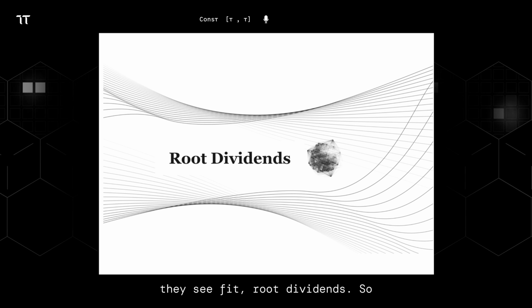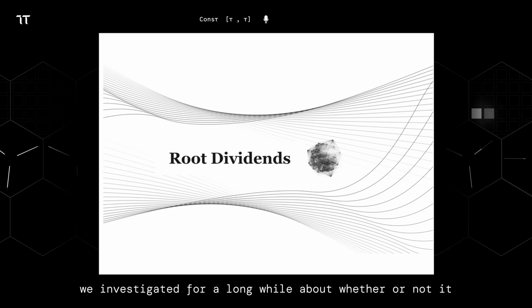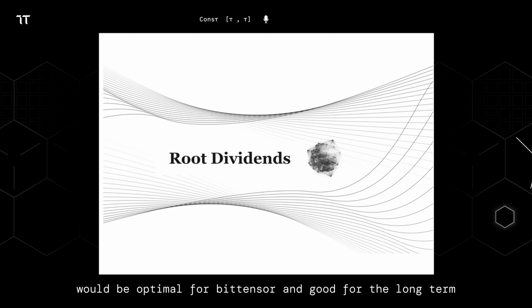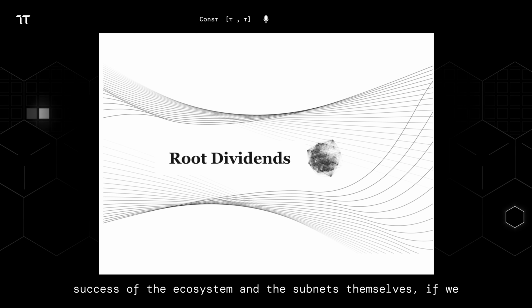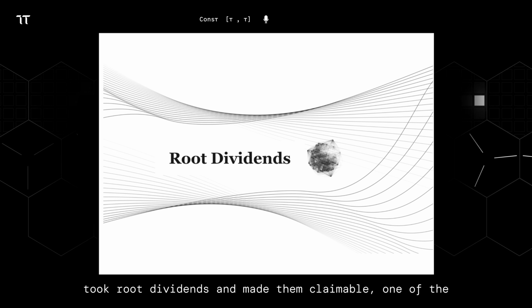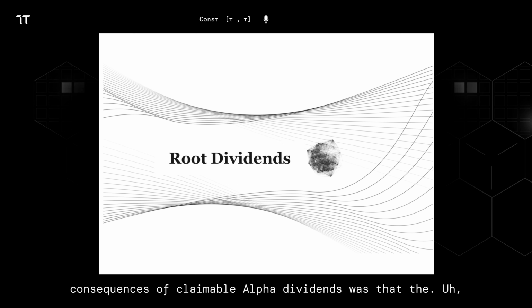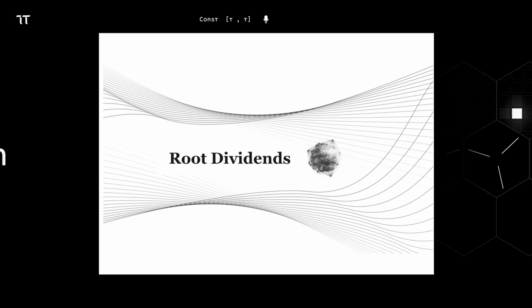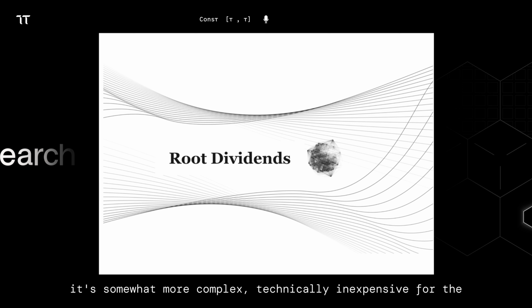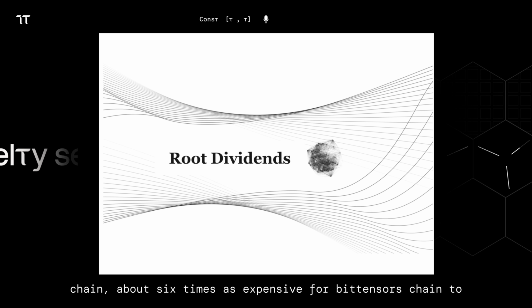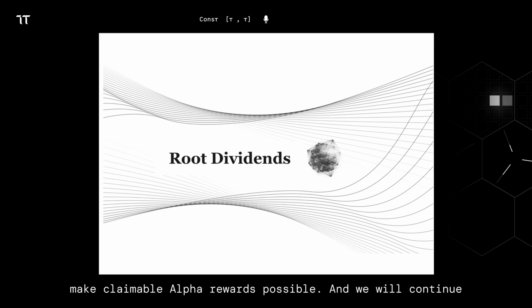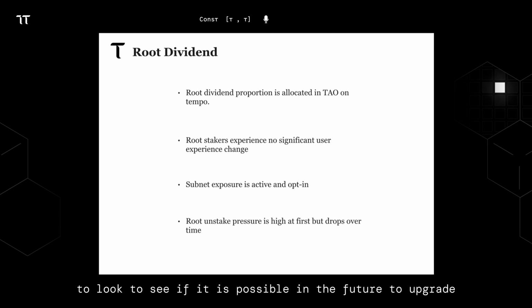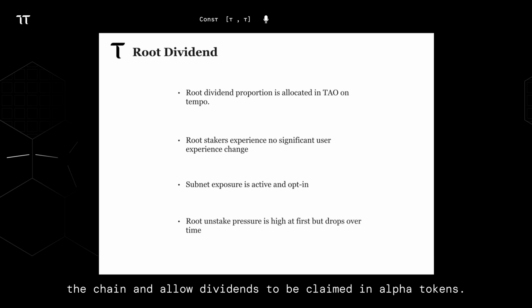Root dividends. So we investigated for a long while about whether or not it would be optimal for Bittensor and good for the long-term success of the ecosystem and the subnets themselves if we took root dividends and made them claimable. One of the consequences of claimable alpha dividends was that it's somewhat more complex technically and expensive for the chain, about 6 times as expensive for Bittensor's chain to make claimable alpha rewards. Possible, and we will continue to look to see if it is possible in the future to upgrade the chain and allow root dividends to be claimed in alpha tokens.